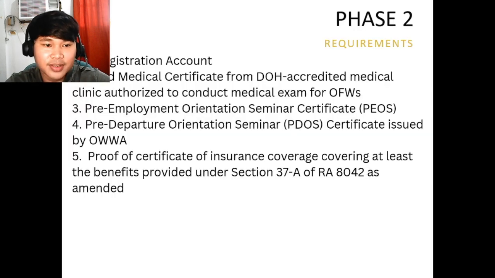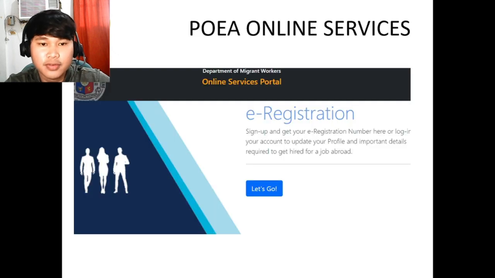So you're done with phase 2, and if you're already done with phase 2, then you can proceed to the processing site. So you will pay there an estimated amount of 8,000 pesos, and then you can print your OEC certification in your e-registration.